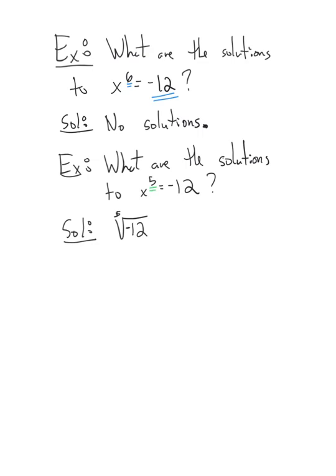And we ask, can we simplify that? Well, we can't. 12 is 2 times 2 times 3, so we have 2 2's. 2 isn't a multiple of 5. 5 isn't a factor of 2. So this is going to be an irrational number, so it looks like we can't simplify it. We can just leave it like this. So x is the 5th root of negative 12, and that's the only solution.